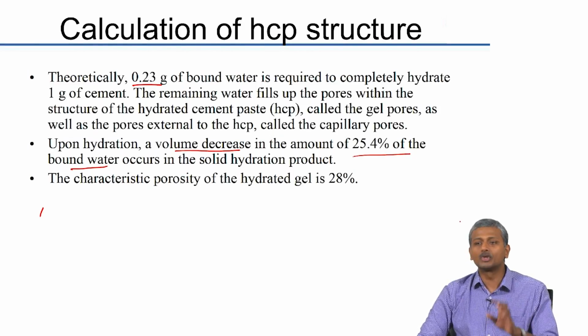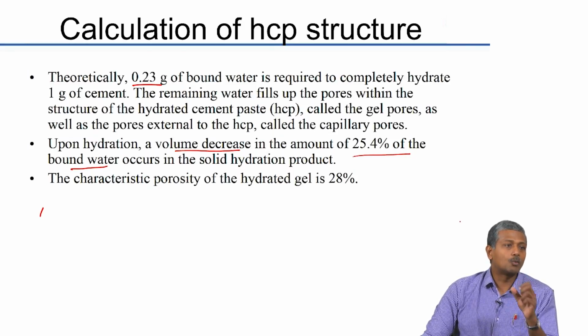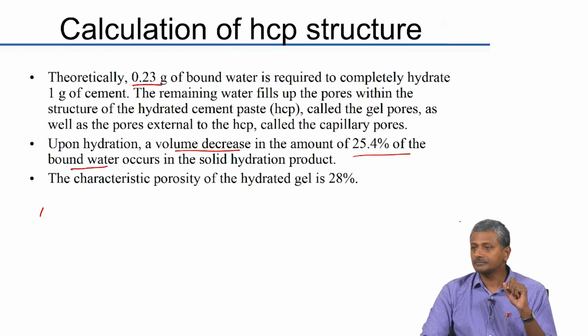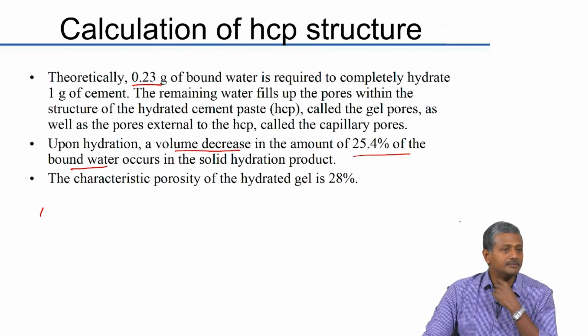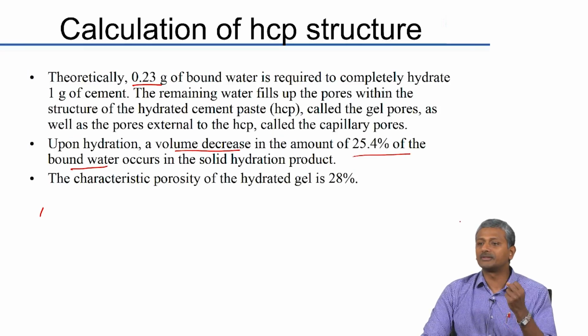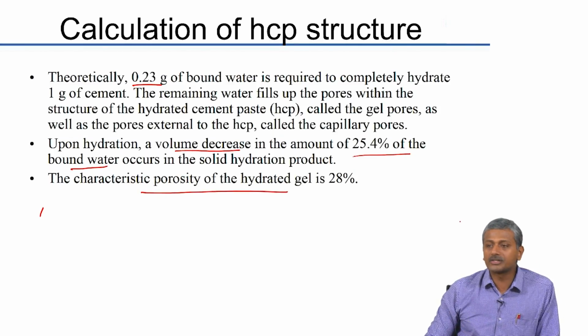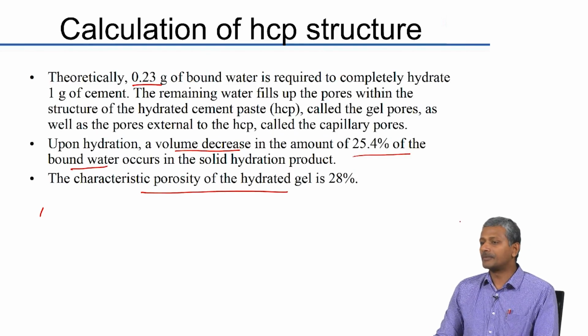Okay. Generally what is assumed is you have about 6 to 8% volume change or volume decrease when 1 gram of cement actually hydrates. 6 to 8% volume change. Okay. And where is this volume change going? What is it creating in the system? It is creating the porosity in the system. Okay. Now what is also needed for calculation is the characteristic porosity of the hydrated CSH gel.